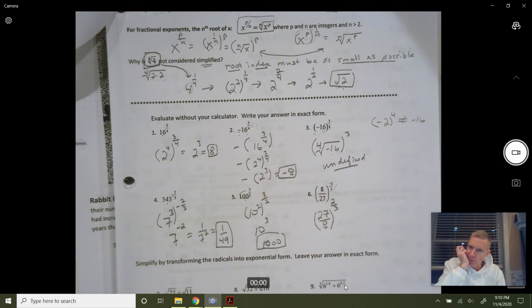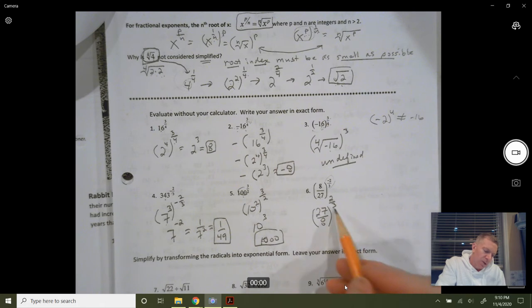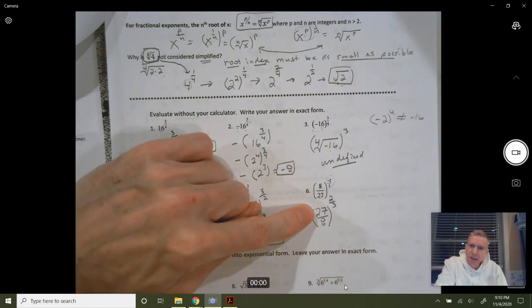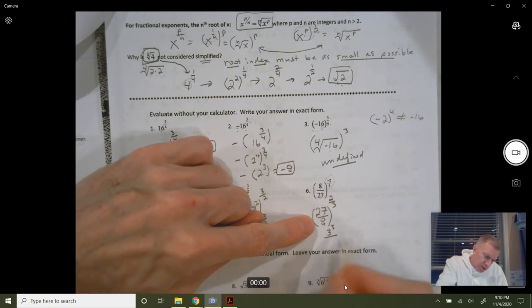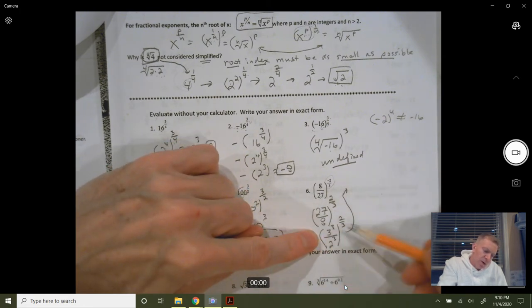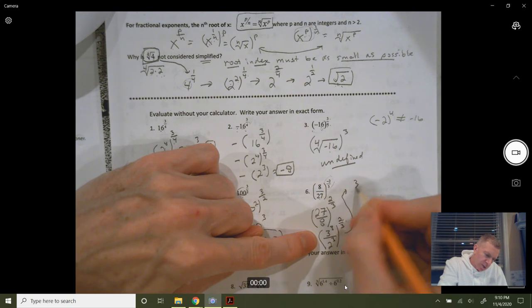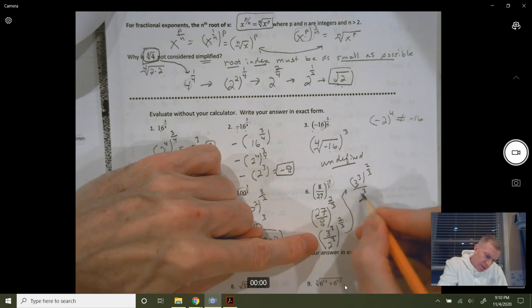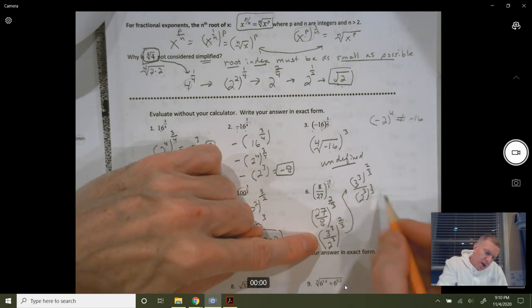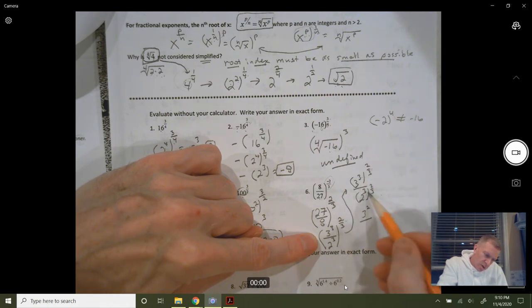I'll show you another way to do this problem, just to show you a couple of different ways. But now I want to rewrite these into powers of smaller bases. 27 is 3 cubed, 8 is 2 cubed, and that entire thing is being raised to the 2/3. Okay, so remember a power of a quotient. So I've got 3 cubed raised to the 2/3 over 2 cubed raised to the 2/3. And when you do a power of a power, you multiply the exponents, you get 3 squared over 2 squared. So I get 9 over 4.